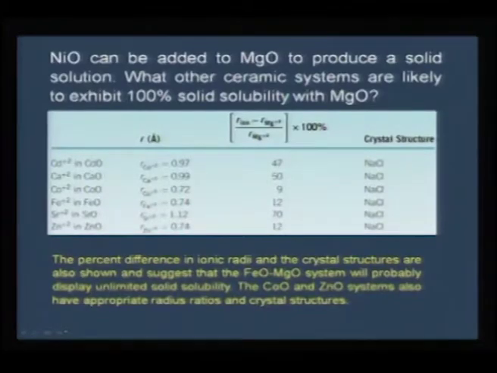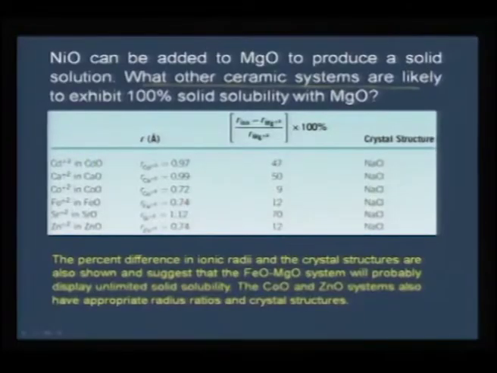Now, are there any other oxides that can form solid solutions by substituting with magnesium oxide, and what other ceramic systems are likely to exhibit 100% solid solubility with magnesium oxide? The governing principle is the ionic radii. If you look at the ionic radii of cadmium in cadmium oxide, calcium in calcium oxide, cobalt 2 plus in cobalt oxide, then the corresponding divalent ionic radii of these metals are given here.